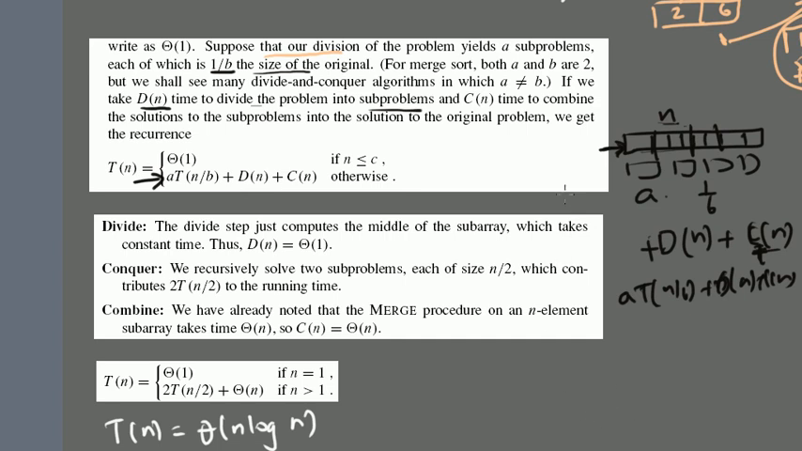So the time taken to solve a problem of size n is nothing but the sum of the time taken to divide it into a subproblems of size 1 by b of the whole size, plus the time taken to combine the subproblems back into the same problem, and the time taken to solve all the subproblems. Okay, so the time taken to solve the big one is the time taken to solve each small one, plus the time taken to divide it and combine all the small ones back.